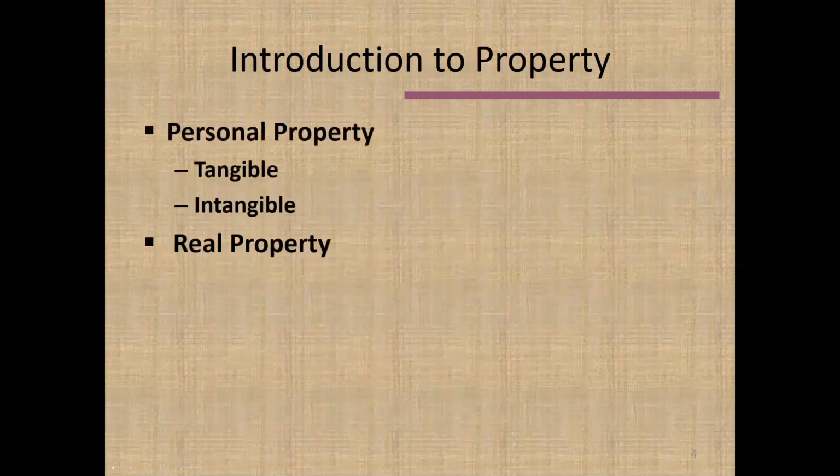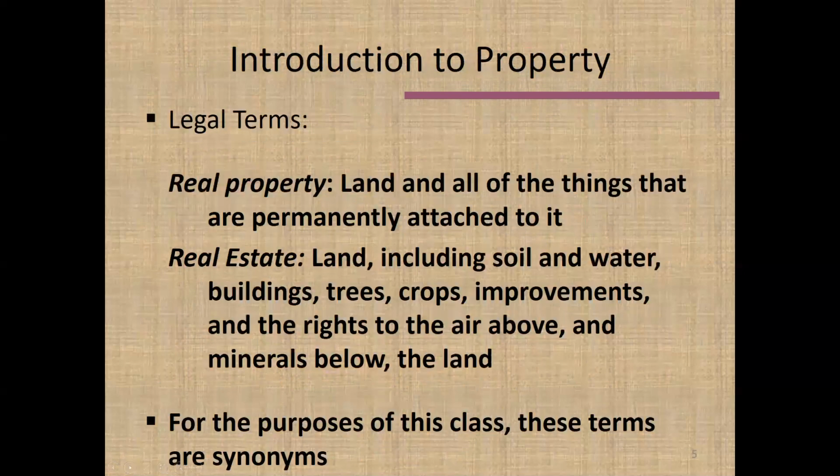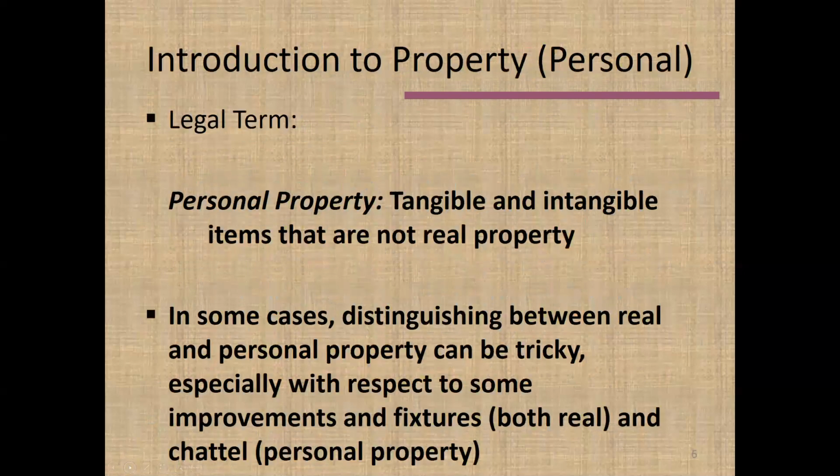So now we've talked about what real property is. It's land and the stuff that's permanently attached. Now we're going to talk about the first topic, which is personal property. Sometimes when I see that term, I think it's about an individual and what he or she owns. No, that's not what it's about. It's everything that isn't real property.